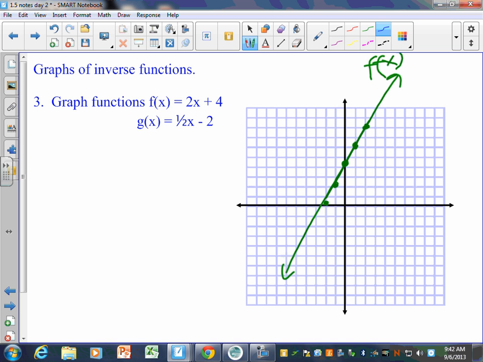If I graph this using slope-intercept form, it has a y-intercept of negative 2 and a slope of 1 half. So that's rise over run, up 1 over 2, up 1 over 2, up 1 over 2, up 1 over 2. I just can't stop graphing sometimes. And that would be g of x, which happens to be inverses.